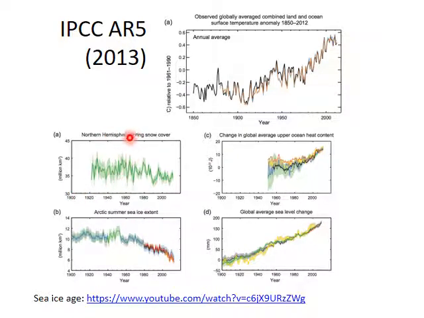So, for example, changes in spring snow cover. It is, of course, something which is much more difficult to measure. There are probably not as good and as many observations as for temperature. But nevertheless, even with my eye, I can see there is a decline in snow cover, as you would simply expect from an increase in temperatures. Much more clear, however, is the decline in Arctic sea ice extent.